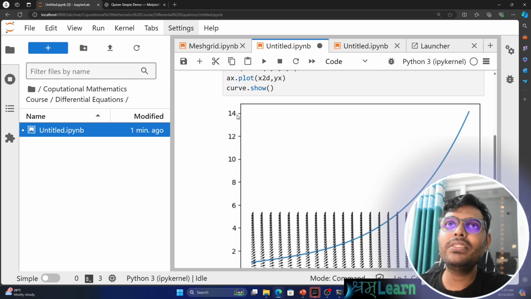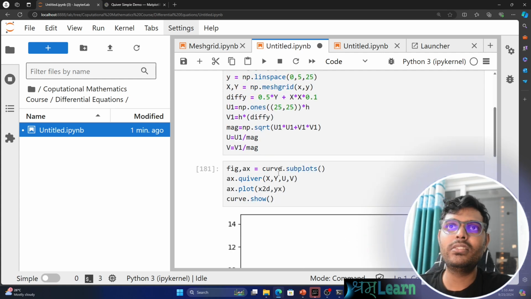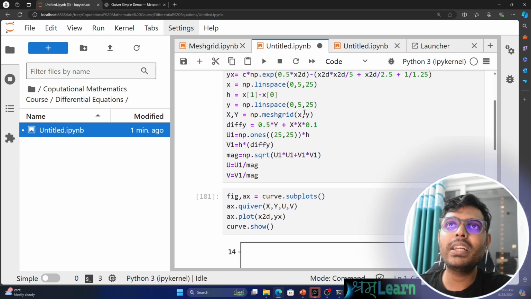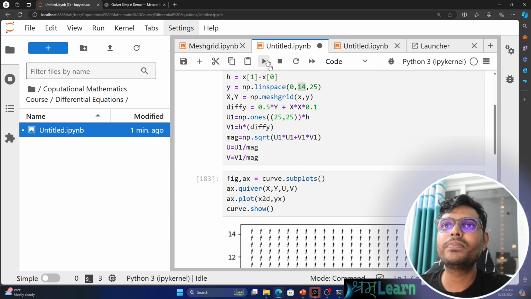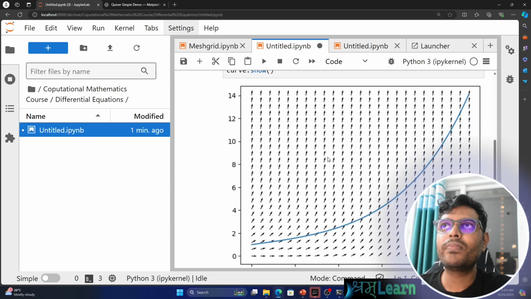So the direction field y bound needs to be increased to 14. Okay, let me do that. Y bound, how to increase y bound? Y bound can be increased in this way. Okay, so 0 to 14, 25 points, right. So this looks better.